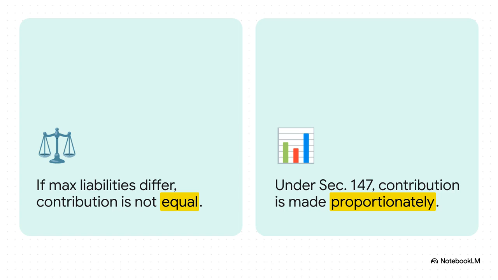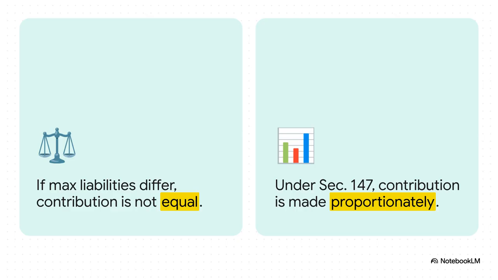But hold on. What if their financial commitments aren't equal? Look at the right in case of different liabilities, Section 147. Contribution is made proportionately when maximum liabilities differ. Let's dissect the logic of Section 147 with a very specific scenario. Imagine A guarantees for a maximum of 10,000 rupees, B for 20,000, and C for 40,000. But the total debt that actually defaults is 30,000 rupees.